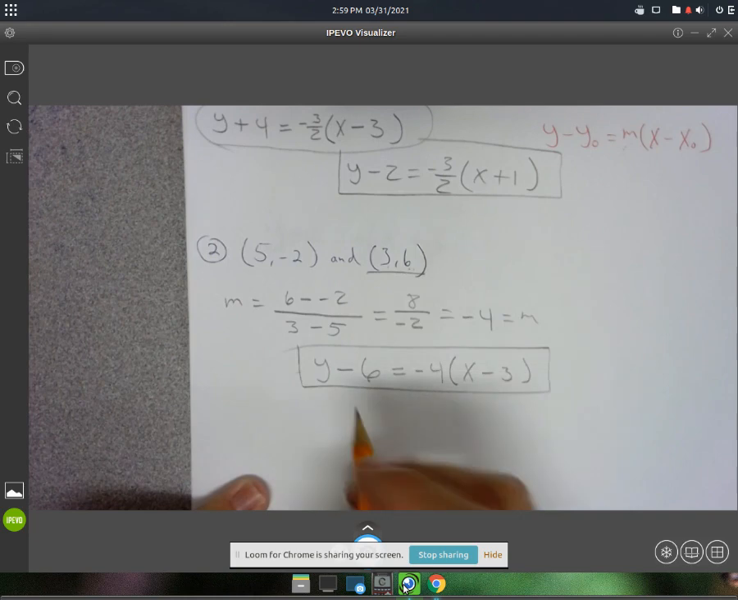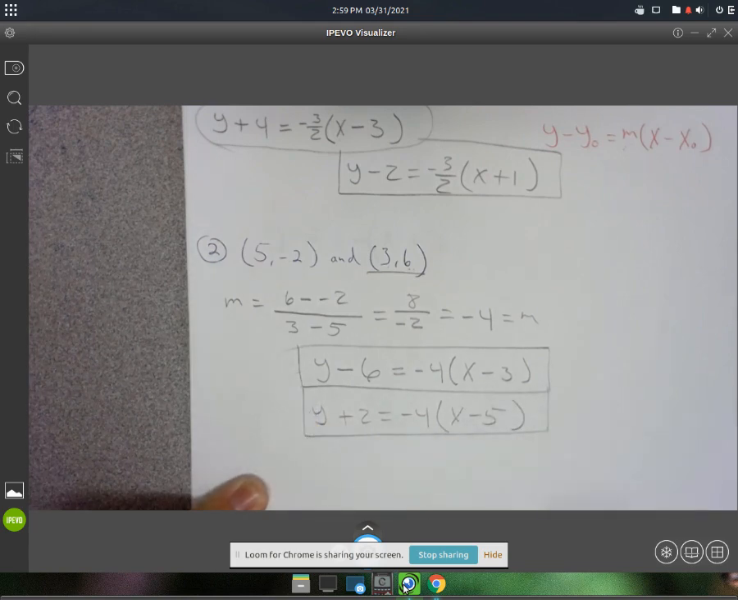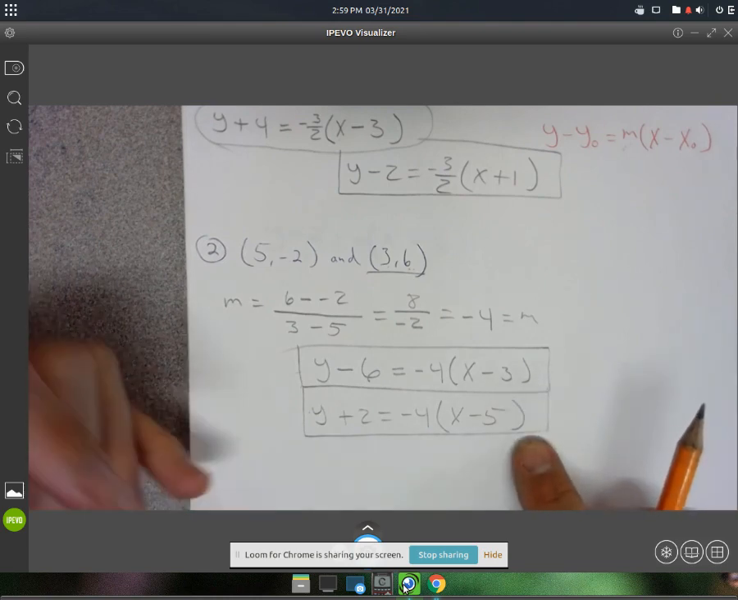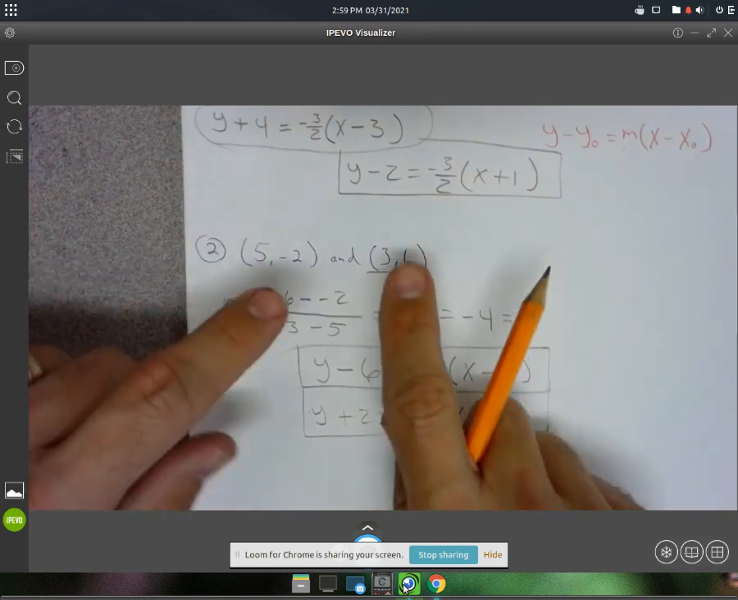All right, well, the other one, I suppose, y plus 2, the negative 4 is going to stay the same, and then it's x minus 5. So either one of these equations would be my answer for the equation of the line that passes through both of those points.